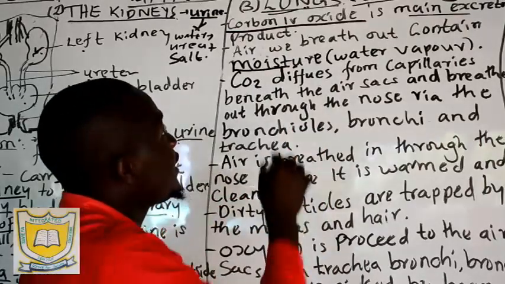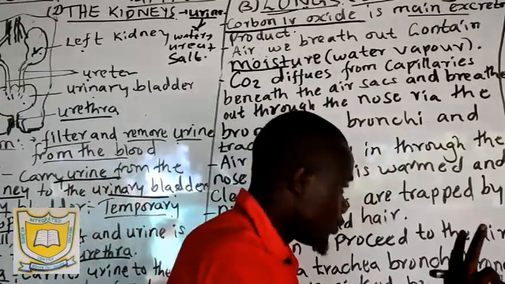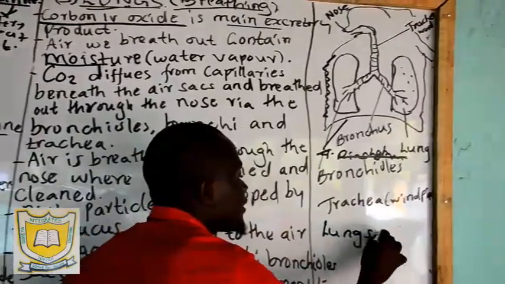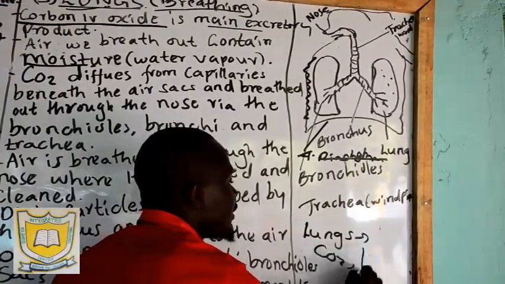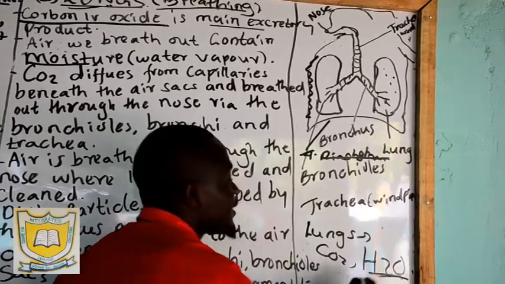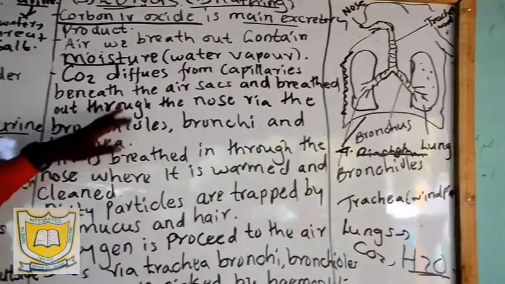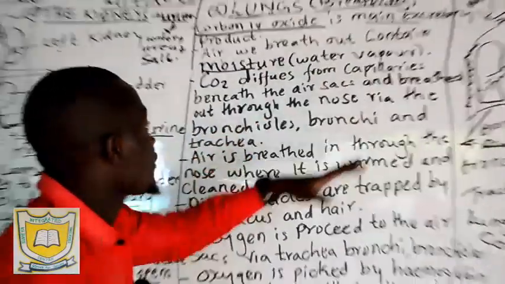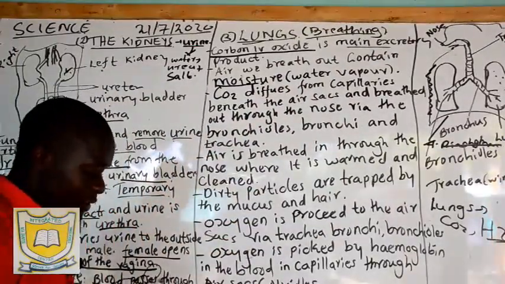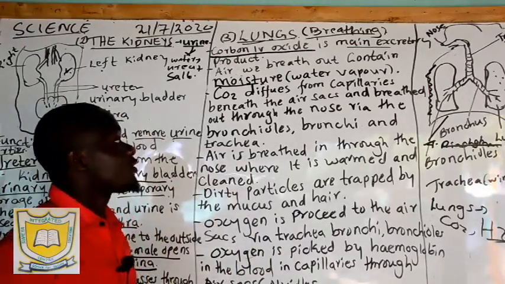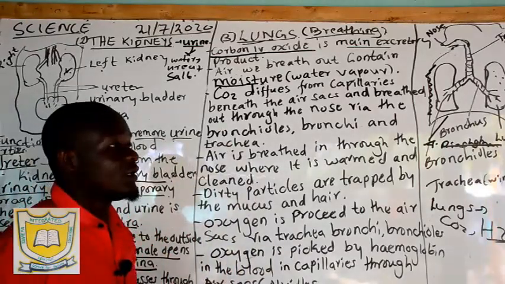That's why we say in the lungs there are two products released, that is carbon dioxide and water. Water in short is written as H2O. The water is what we call moisture or water vapor. Now, how does carbon dioxide diffuse out of the body? How does it occur?